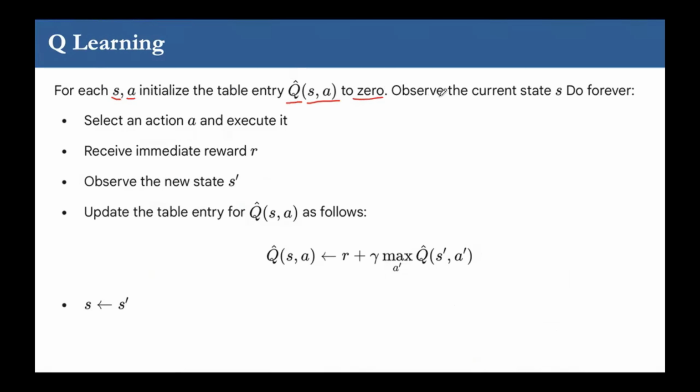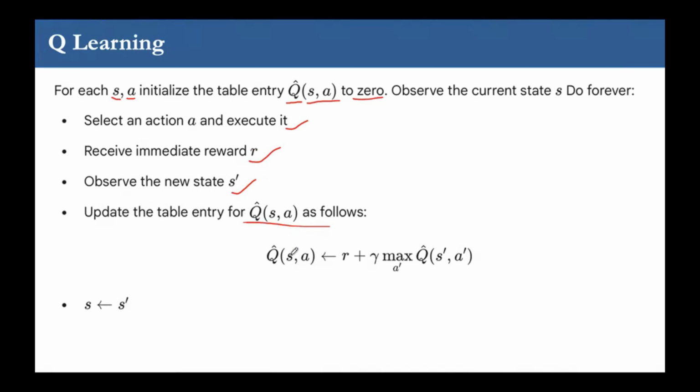Then we need to observe the current state S. From the current state S, we need to do certain things. Select an action A and execute it. On executing the action, we receive an immediate reward R. Then after receiving the reward R, observe the new state S dash. After observing the new state S dash, update the table entry. Your Q table entry, we need to update it.